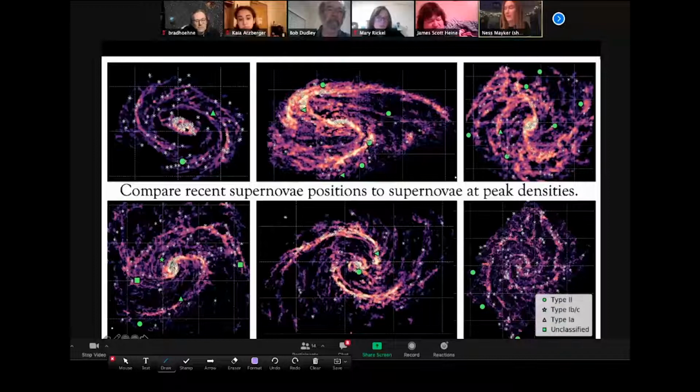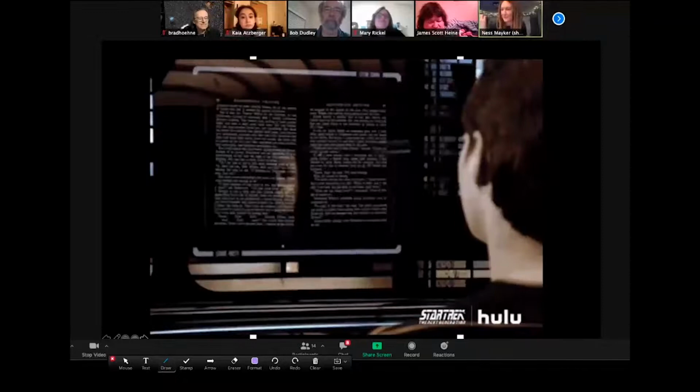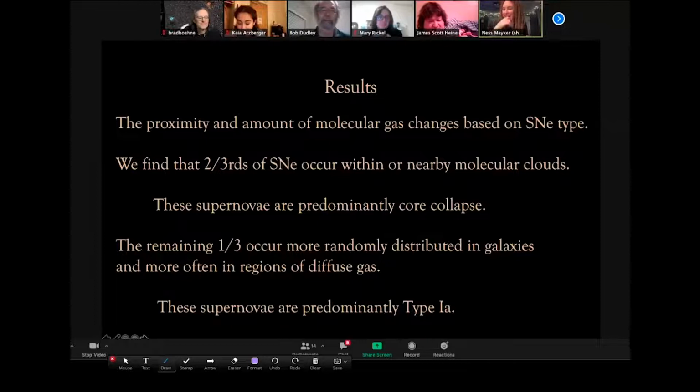All right, so now we have all this data, billions and billions of pieces of data. So we then perform a statistical analysis on all of our data. And then by collecting and analyzing all the data, we get to our results finally. So what we found is that the proximity and amount of molecular gas changes based on the supernova type. We do find that 2/3 of supernova occur nearby or within molecular clouds, and these supernova are predominantly core collapse. These are the massive stars that are blowing up there.